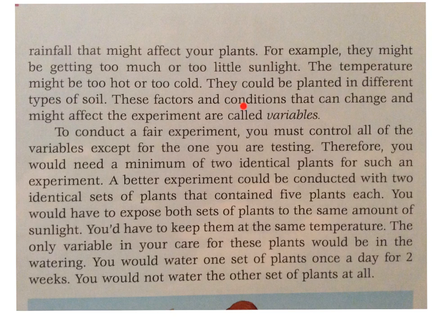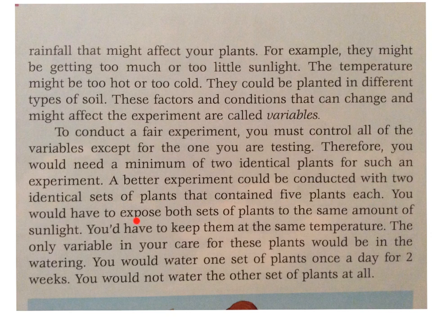These factors and conditions that can change and might affect the experiment are called variables. To conduct a fair experiment, you must control all of the variables except for the one you are testing. Therefore, you would need a minimum of 2 identical plants for such an experiment. A better experiment could be conducted with 2 identical sets of plants that contained 5 plants each.